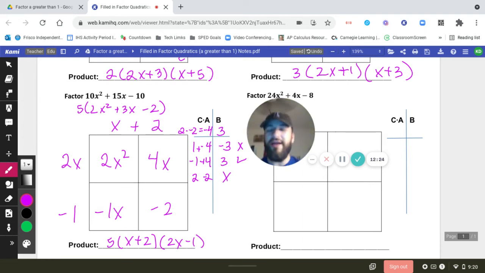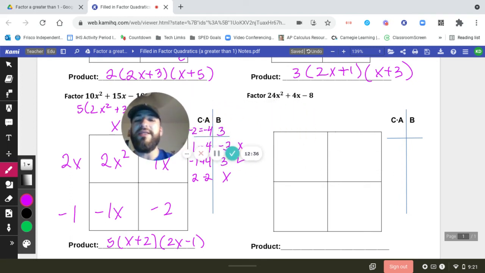So hopefully y'all are kind of getting the hang of this. Starting to make a little bit of sense. GCFs, if you've noticed, are really, really important in this one. You do it in the first step, and you do it in all of your factoring steps at the very end. So you do really need to know your GCFs to be good at factoring a is greater than 1. Okay, so let's factor 24x squared plus 4x minus 8.